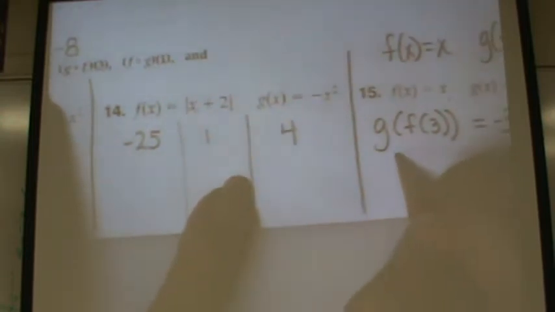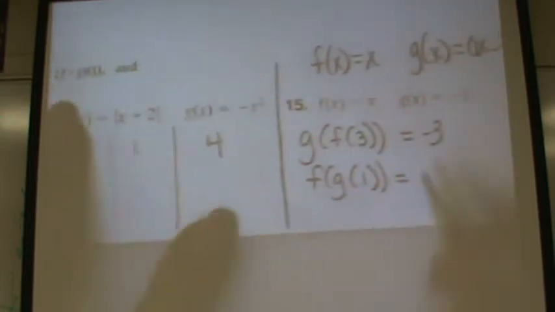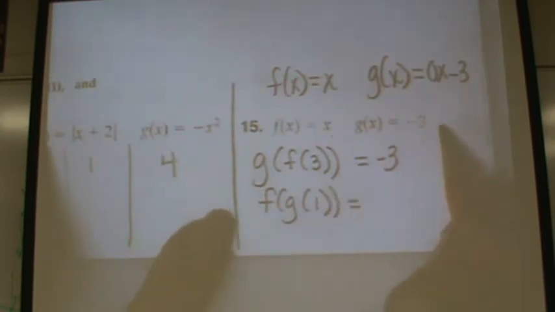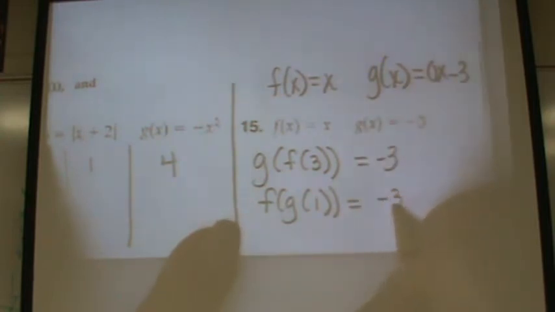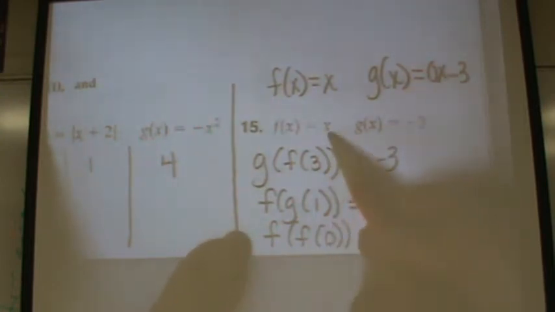Then f of g of 1. If I plug 1 in the g function, I get negative 3. Then negative 3 into the f function, I get negative 3. And then f of 0. If I plug 0 in here, I get 0. 0 back in there, I get 0.